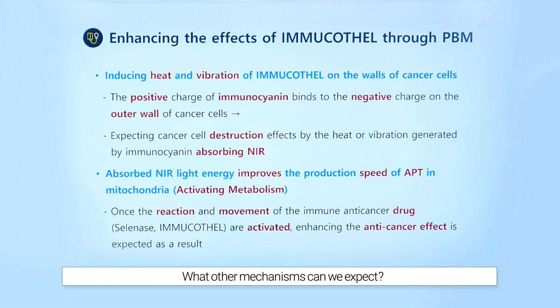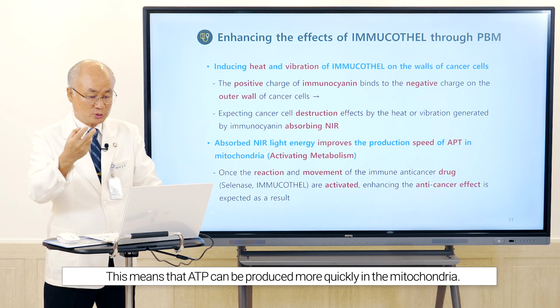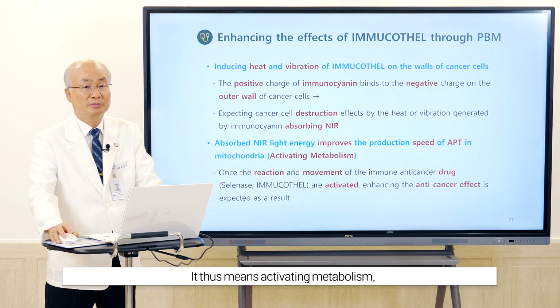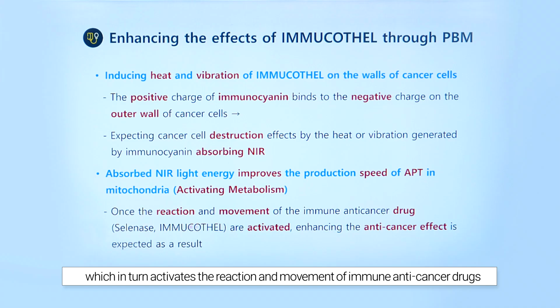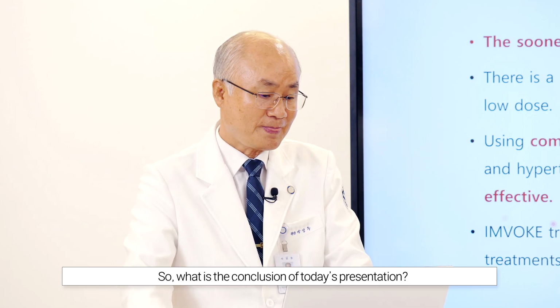What other mechanism can we expect? The absorbed NIR light energy will improve the production speed of ATP, meaning ATP can be produced faster in mitochondria. It means activating metabolism. So the reaction and movement of immune anti-cancer drugs like selenase and IMMUCOTHEL can be activated. Yeah, so it is expected to enhance the anti-cancer effect as a result. This is some kind of my imagination. So what is our presentation conclusion?